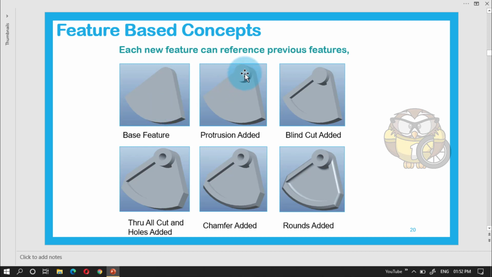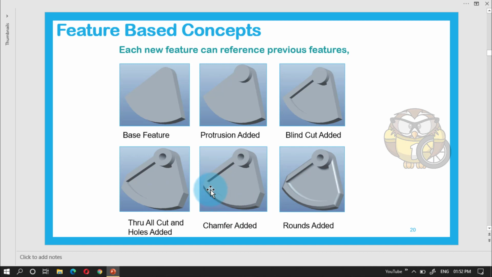After that, an extra projection is added. So this is another feature. The face is one feature, and this projection is another feature. See here, some metal is removed and a blended cut is added. So this is also another feature. The last one, see here, some metal is removed and also makes a hole. So this is also one feature.